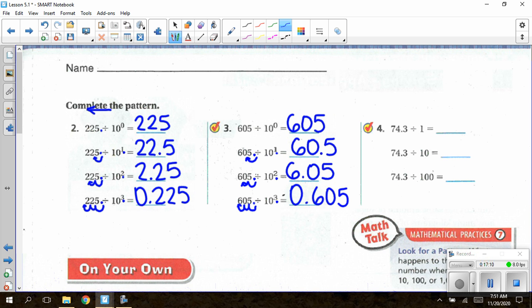For number 4, they are just showing divided by 1, 10, and 100. Remember, it's the zeros that tell us how many times to swoop. So divided by 1 keeps me with 74 and 3/10. Divided by 10, there's 1 zero, so 1 swoop to the left from my decimal, so that places the decimal in between the 7 and the 4 for 7 and 43 hundredths. And then divided by 100, I have 2 zeros in 100, so 2 swoops to the left from the decimal, and that gives me 743 thousandths.